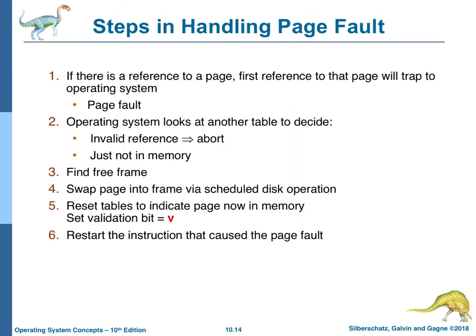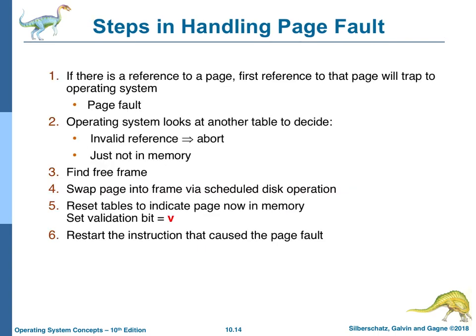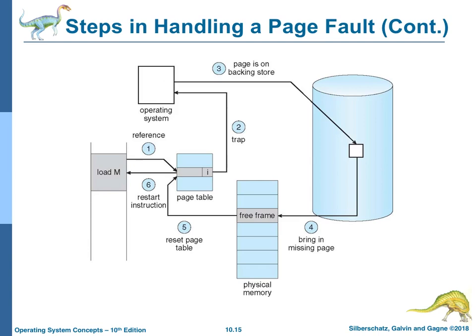So, steps in handling the page fault. If there is a reference to a page, the first reference will generate a trap to the operating system. We'll see this from this diagram. These are the 6 steps of handling a page fault. Number one: for example, there is some page which has aim data, and we need to load this page into the main memory.